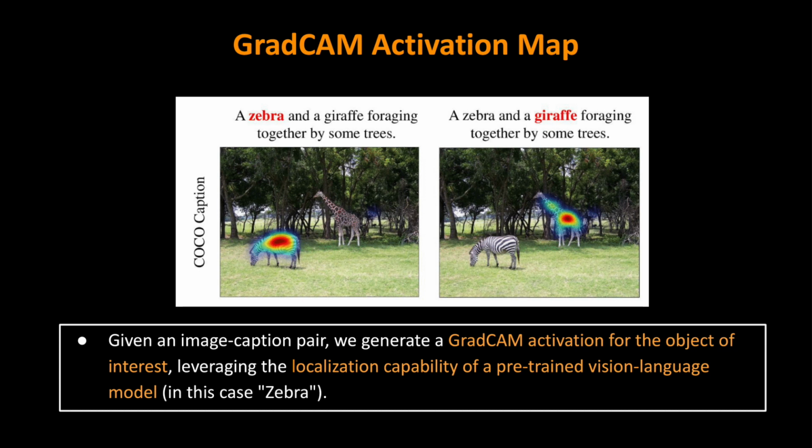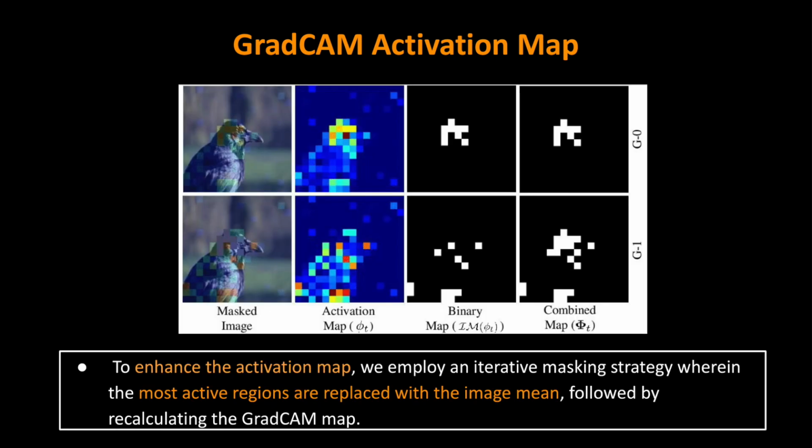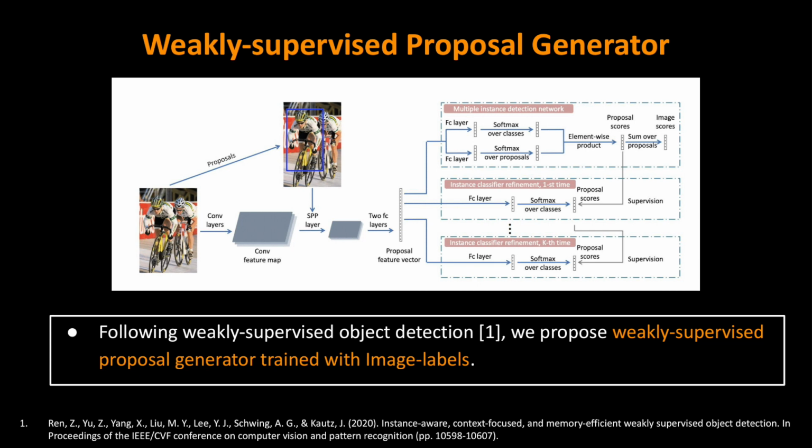Given an image caption pair, we first generate a GradCAM activation for the object of interest, leveraging the localization capability of a pre-trained vision language model, in this case, ALBEF. To enhance the activation map, we employ an iterative masking strategy, wherein the most active regions are replaced with the image mean, followed by recalculating the GradCAM map. Weakly supervised proposal generator.